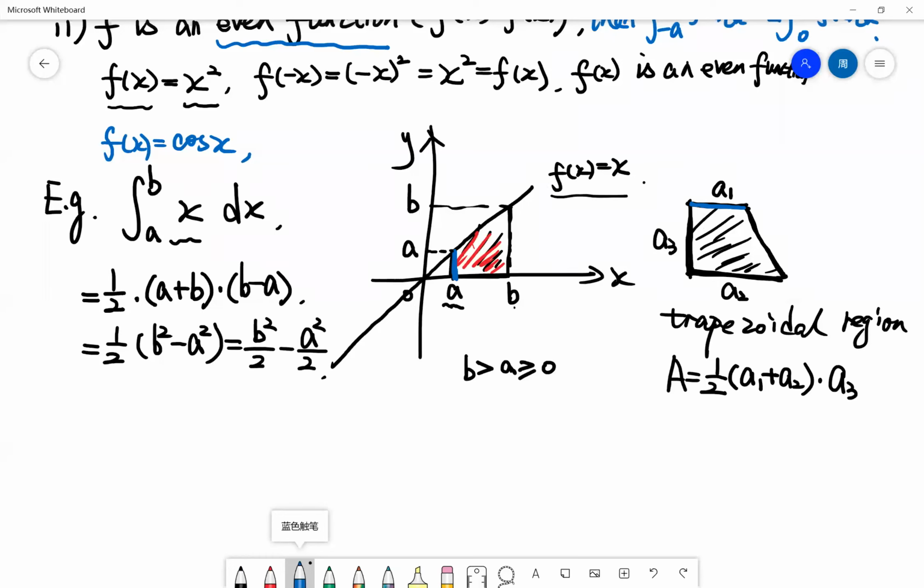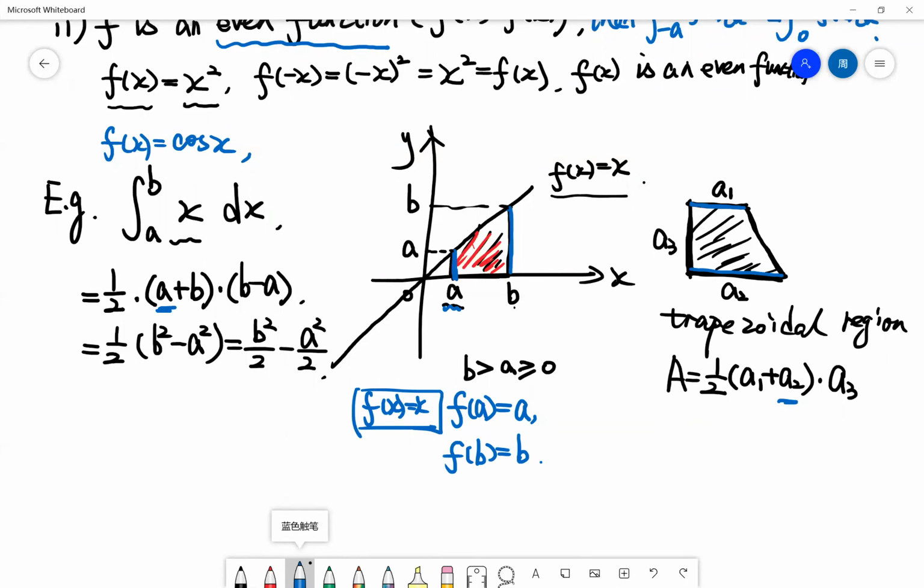The length here is the value of A, right? Because this point is x equals A here. So f(A), of course, equals A. So here A1 is A. And here A2, this part, is this length, right? And of course, we know that f(B) equals B because here f(x) equals x, right? This is the function. So the length here is B.